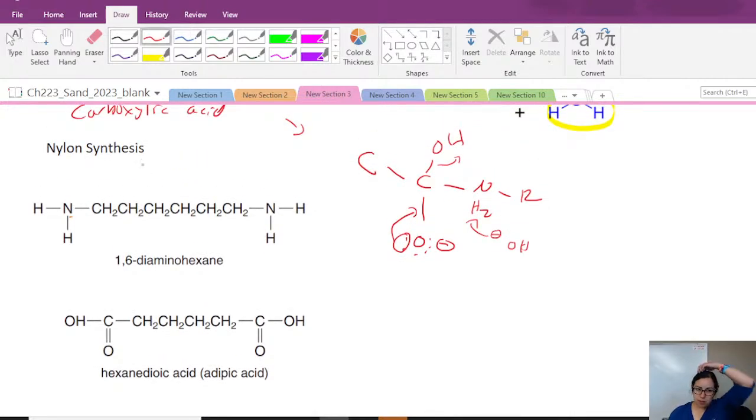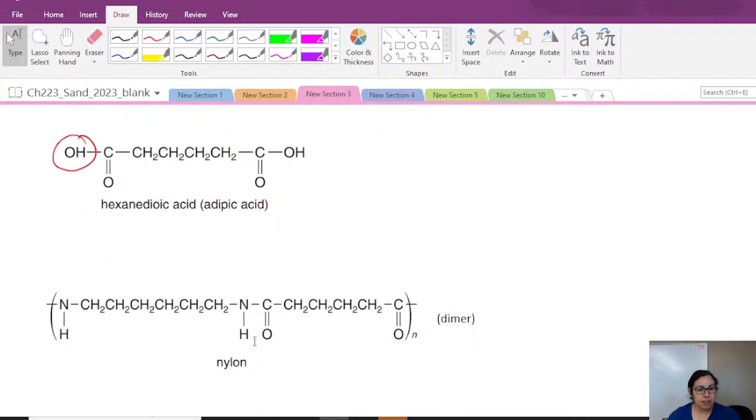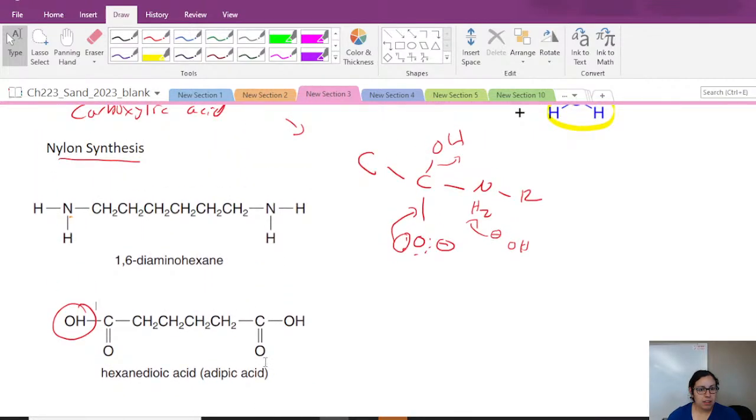On Thursday, at least my plan is to do a little nylon synthesis demo for you. But we can at least look at the chemistry on how it works. Again, you're looking for that carboxylic acid group. You have your OH that can leave, and then these nitrogens, you can add them on either side. And so that's what happens.